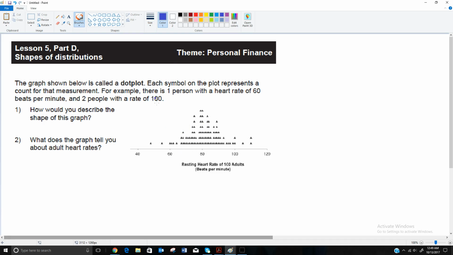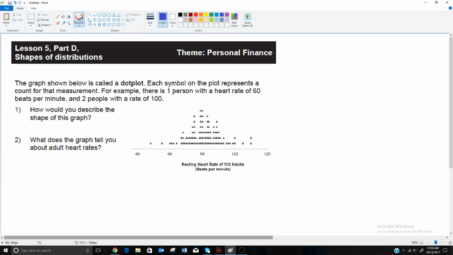It says that this is called a dot plot, by the way. This is a little unusual that it has these triangle shapes. Usually a dot plot literally has dots instead of these little triangles. But each of these little marks is supposed to represent one person. So for instance, it's a little hard to tell because these are kind of spread out, but this looks like it would be 60. Then, of course, this would be 61, 62. So this would mean one person has a heart rate of 60, one person has a heart rate of 61, one person has a heart rate of 62.